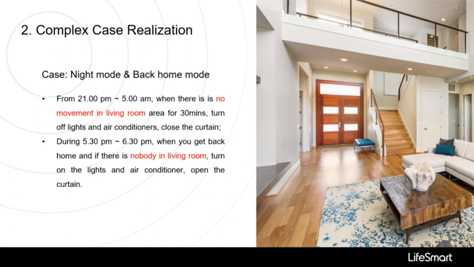The night mode says from 21 p.m. to 5 a.m., when there's no movement in the living room area for 30 minutes, I want to turn off the lights and air conditioners, and also to close the curtain. And for the back home mode, we say during 5:30 p.m. to 6:30 a.m., when you get back home, if there's nobody in the living room, I want to turn on the lights and air conditioner, and also to open the curtain. If there's someone in the living room, then just do nothing.